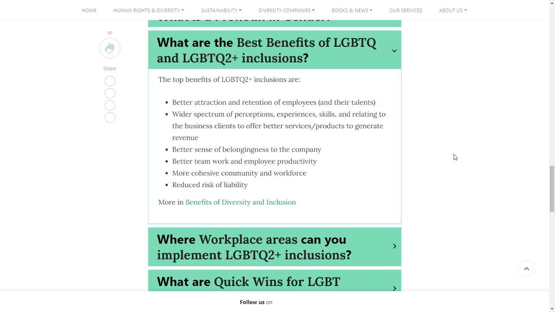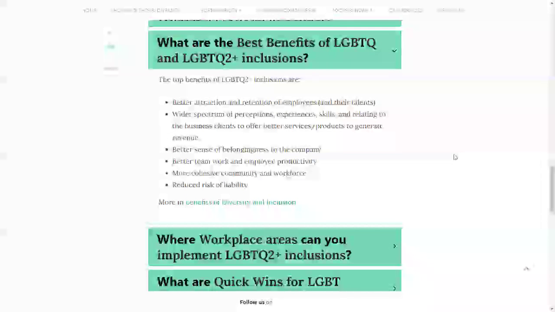Being inclusive with the LGBT communities can also encourage better teamwork and higher productivity. And of course, being inclusive, being a major and important corporate value or organizational value in today's world, it will help you to reduce risk of liability.